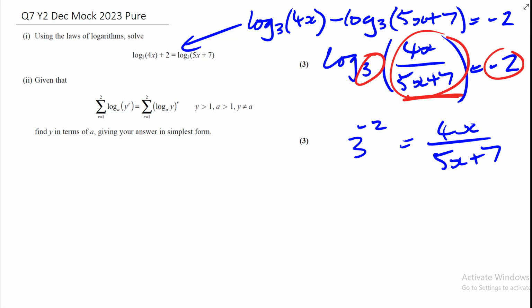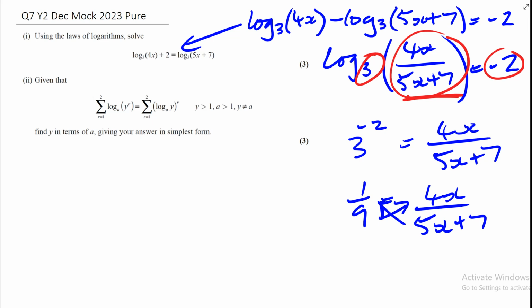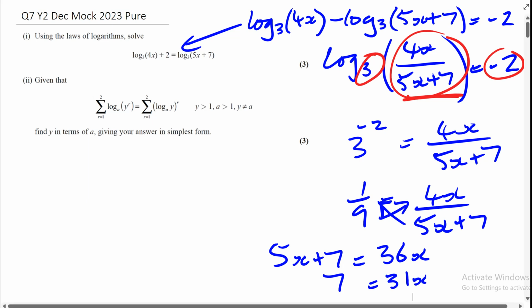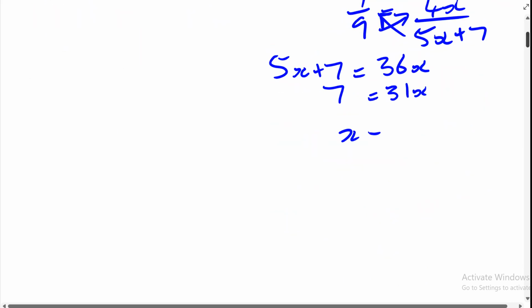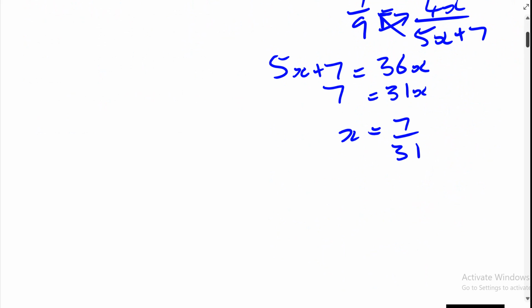And now it's just a case of rearranging all of this and finding x. So that can go over there, that can go up there. So 5x plus 7 equals 36x. And so 7 equals 31x. And x will be 7 over 31. X equals 7 over 31. So that's the answer to part 1.